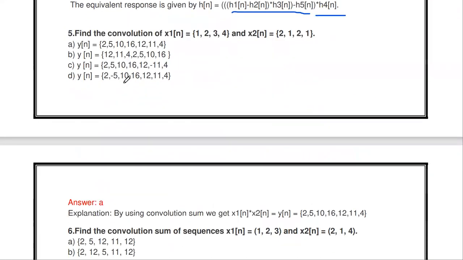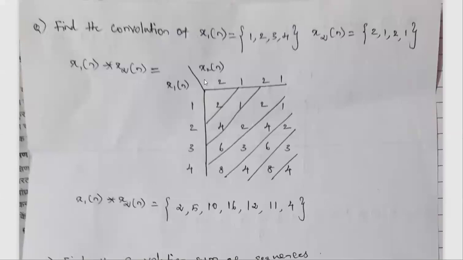And the next question: find the convolution of x1 of n equal to 1, 2, 3, 4 and x2 of n equal to 2, 1, 2, 1. So find the convolution sum, that is, the discrete convolution of these two sequences. In order to perform this convolution process, we have to follow the matrix method, or tabulation method. The problems were already discussed in the 5th unit.